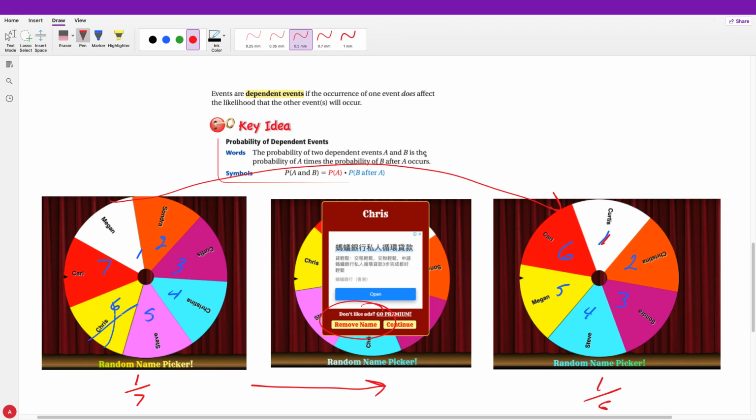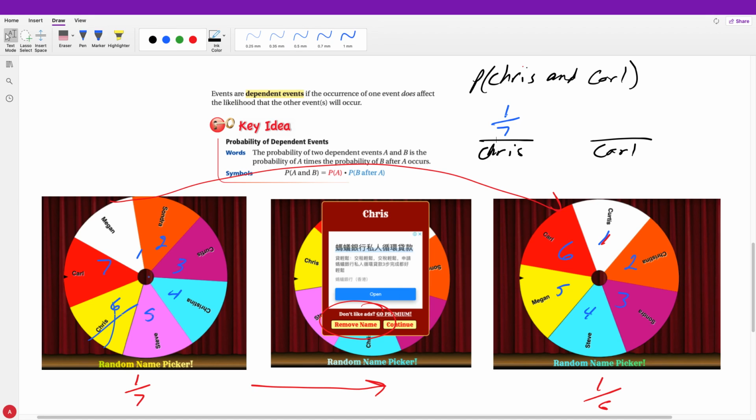So if we were to find, what is the likelihood of selecting Chris, let me spell that correctly, what is the probability of selecting Chris and Carl? When we're looking at this, our first event is Chris, and then our second event is Carl. The odds of picking Chris is 1 out of 7 because there are 7 names.